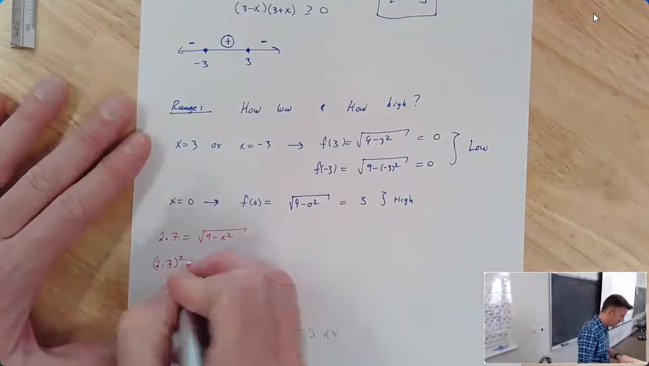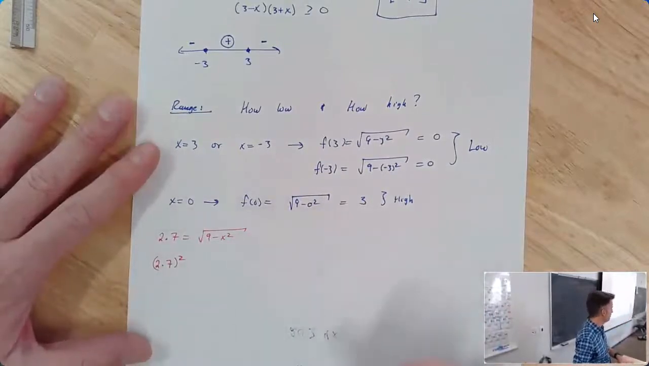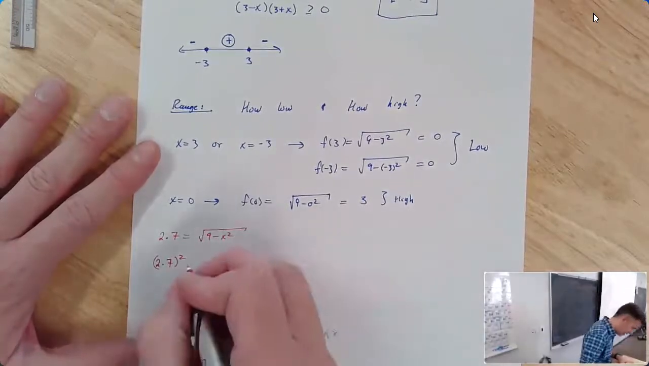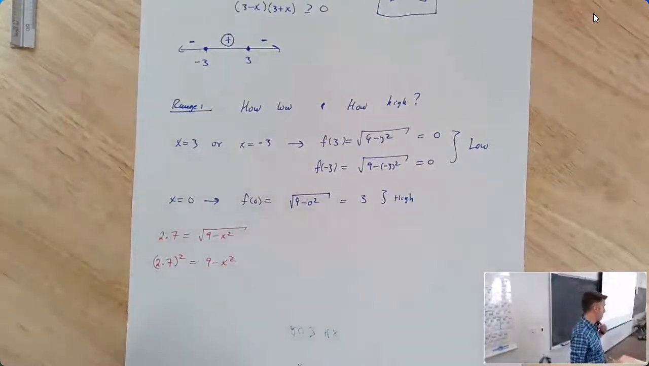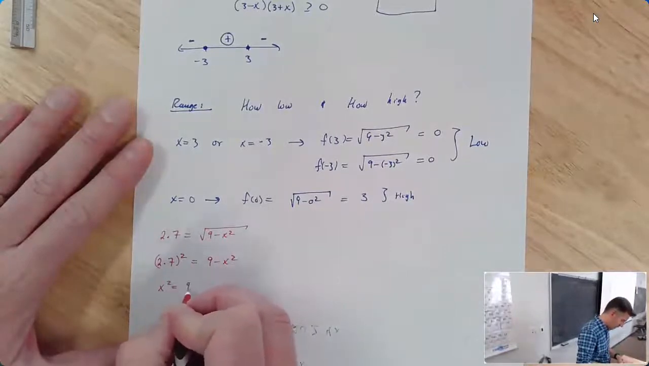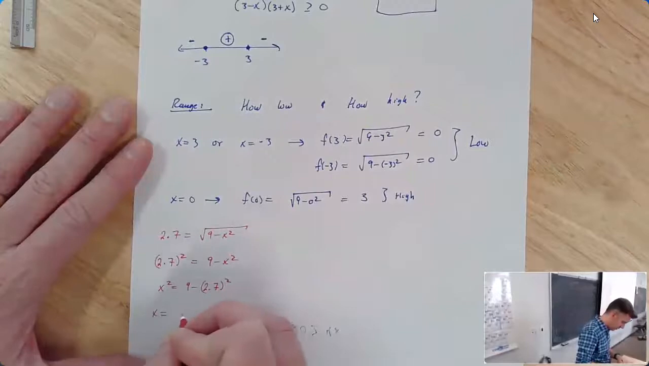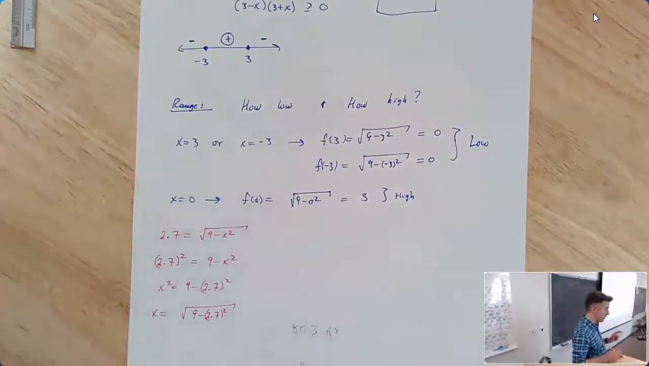2.7 squared, I'm not sure I actually do know what that is, but normally I wouldn't know. It's 7.29. Is it? I think it is. Anyway, doesn't matter though. It's smaller than 9 is what matters. So if I solve for x here, x squared equals 9 minus 2.7 squared, and x is equal to the square root of 9 minus 2.7 squared, which is definitely a number between -3 and 3.